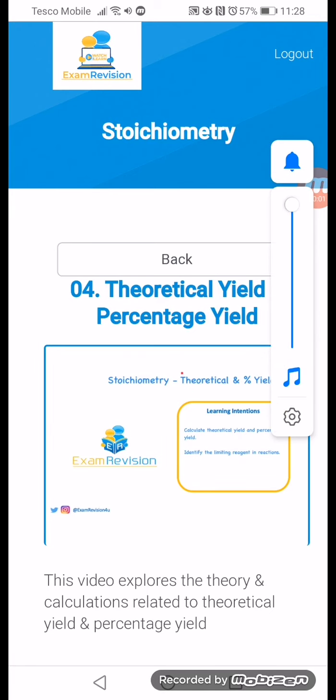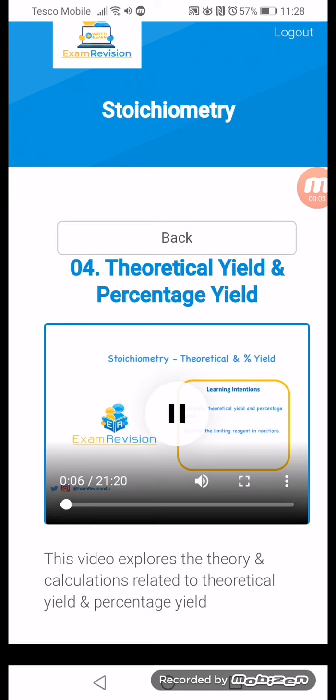Look at theoretical and percentage yield. So our learning intentions are to identify the limiting reagent in a reaction, and from this we'll be able to calculate the theoretical yield and percentage yield.